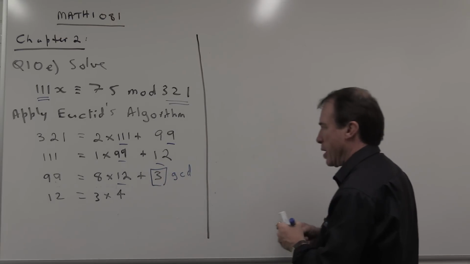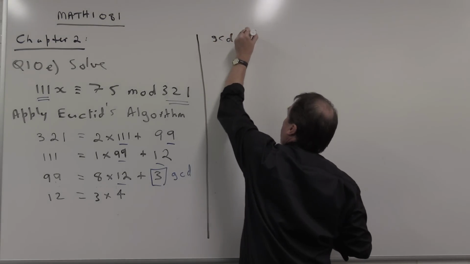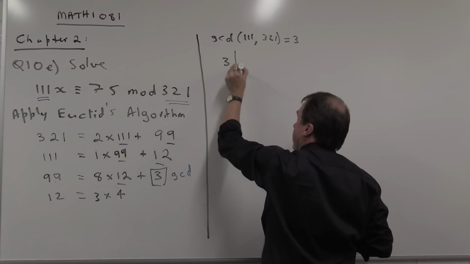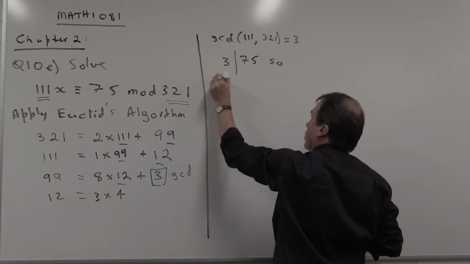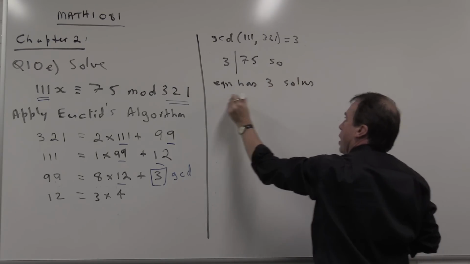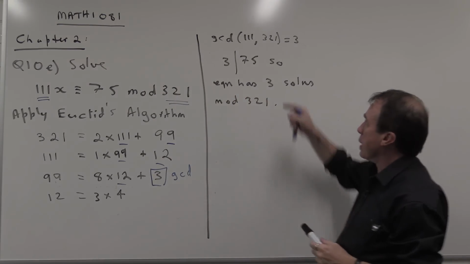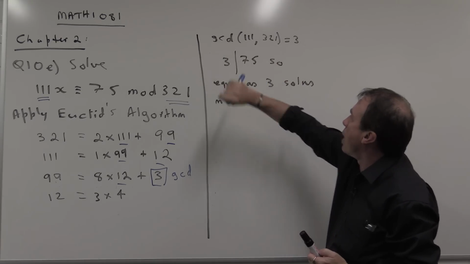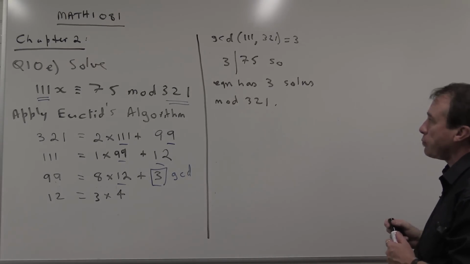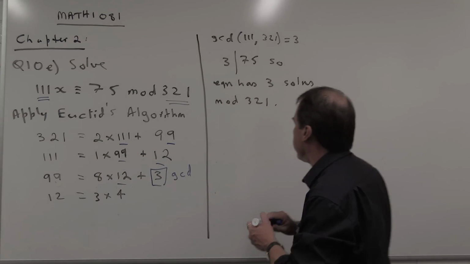The last non-zero remainder. So at this stage, I'm going to say the GCD of 111 and 321 is equal to 3. 3 is a factor of 75. So conclusion, the equation has 3 solutions, mod 321. So the GCD tells me it's got solutions because it divides that number, and it tells me how many there are. GCD controls everything in the problem. Now, to find the solutions, we now backtrack through Euclid's algorithm.